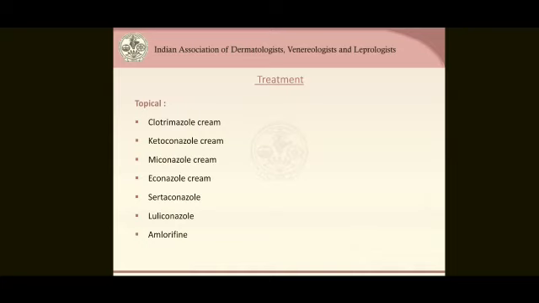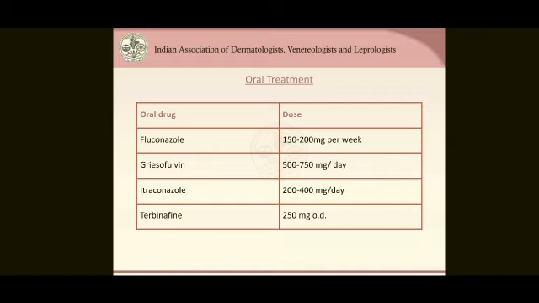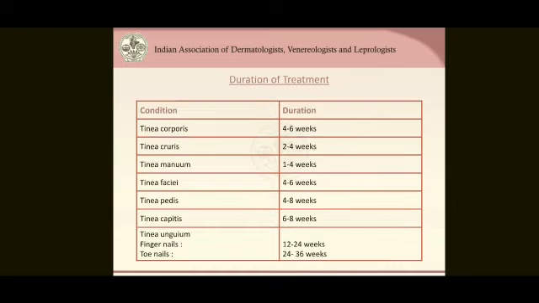Treatment wise, it is subdivided into topical treatment and systemic. Topical treatment will be an array of creams. It starts with clotrimazole cream, ketoconazole, miconazole, itraconazole, sertaconazole, luliconazole, and then amorolfine. Oral drugs: fluconazole tablet given 150 to 200 mg per week. Griseofulvin, it is 500 to 750 mg per day. Itraconazole is 200 to 400 mg per day. Terbinafine is 250 to 500 mg per day.